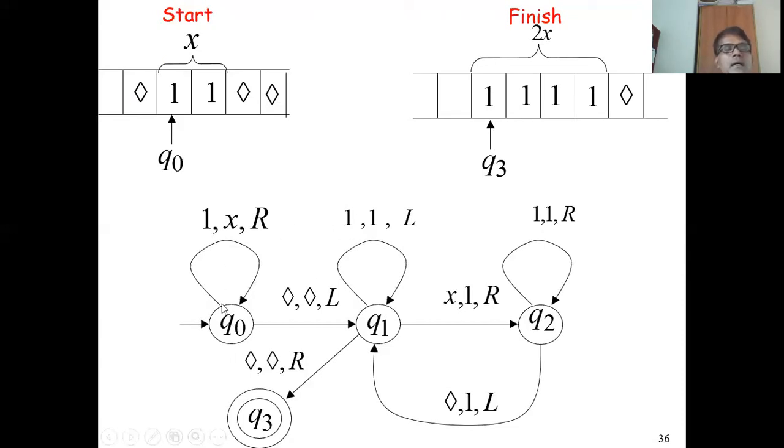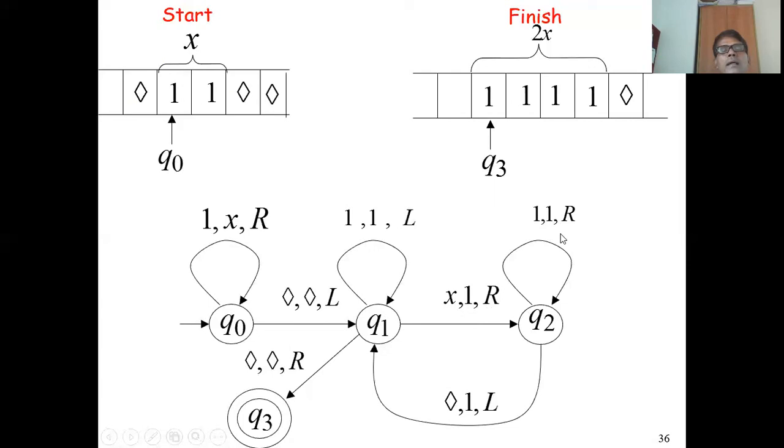So the logic is simple. In Q0 we read 1, replace 1 by x and move right. So we are replacing all the 1s by x and moving right. Once we read blank, we replace blank by blank and move left. Once we read x, we replace x by 1 and move right, because we have to get the copy of this 1.